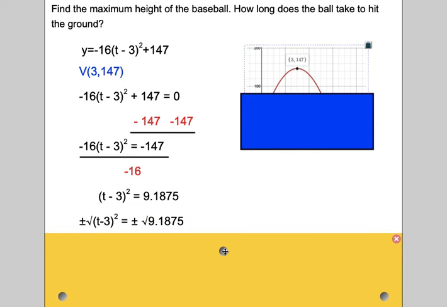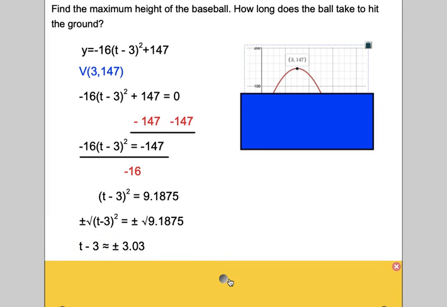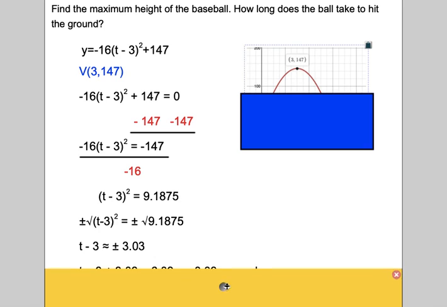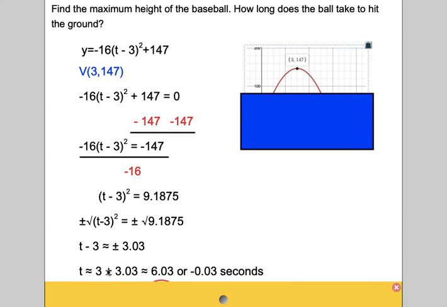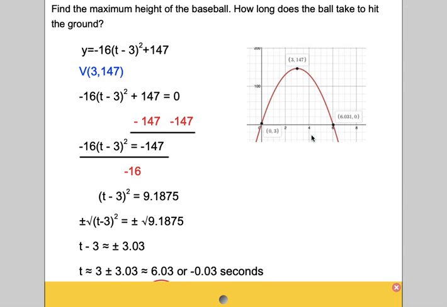Square root both sides. You get t minus 3 equals approximately plus or minus 3.03, and I think it goes on to say 1 something. Add 3 over. You get 3 plus 3.03, which is 6.03, or 3 minus 3.03, which is negative 0.03. So if I look at the rest of my graph, that's pretty much what it shows right there, because it's basically 0 here and 0 there.